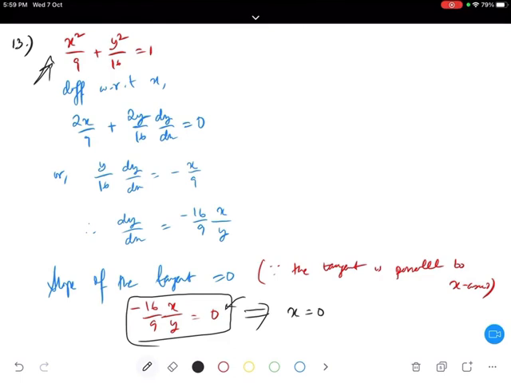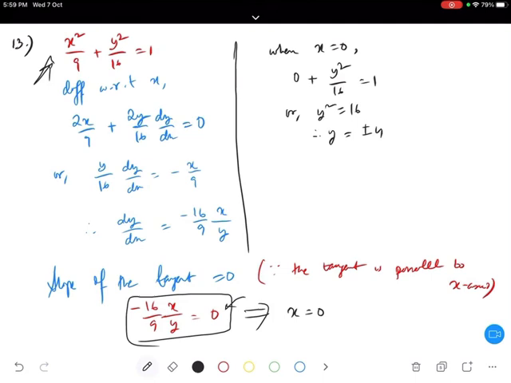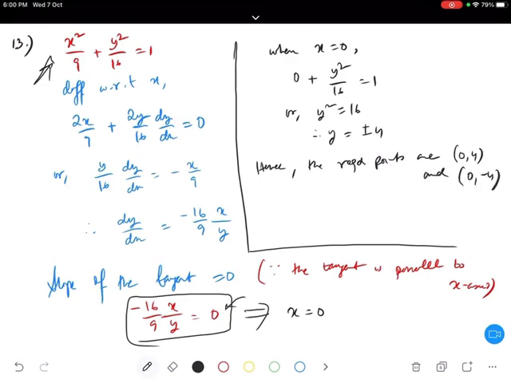So write down, when x equals 0, what do you get? 0 plus y square by 16 is equal to 1. So y square is equal to 16. Therefore y is equal to plus minus 4. Hence the required points are, what are they? 0, 4 and 0, minus 4. Very good. So 0, 4 and 0, minus 4 are the answer to this question.